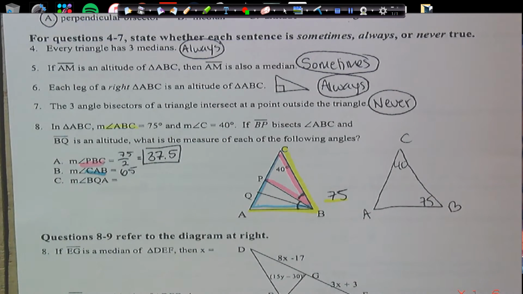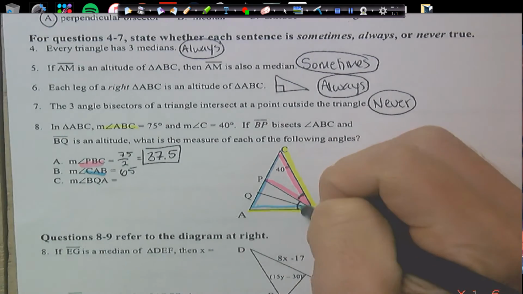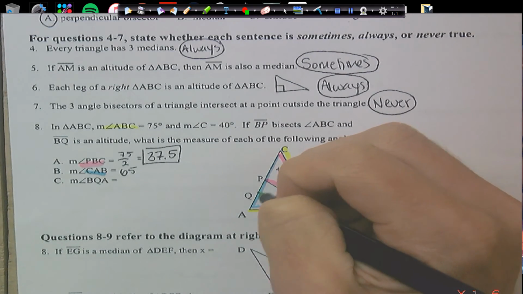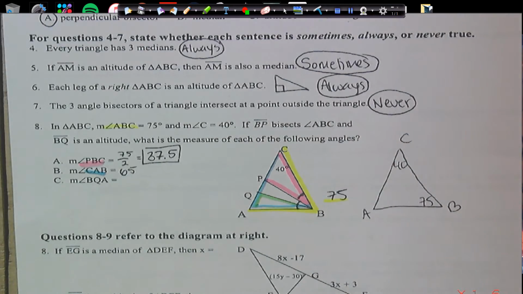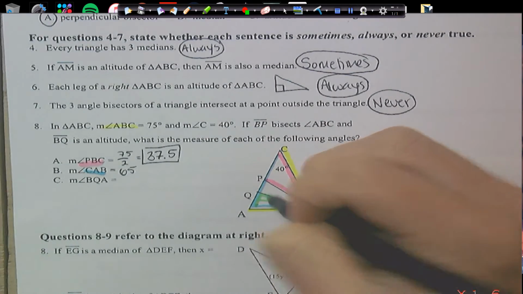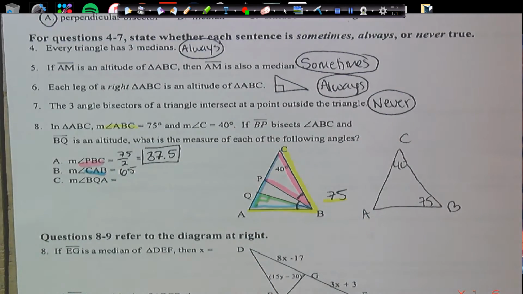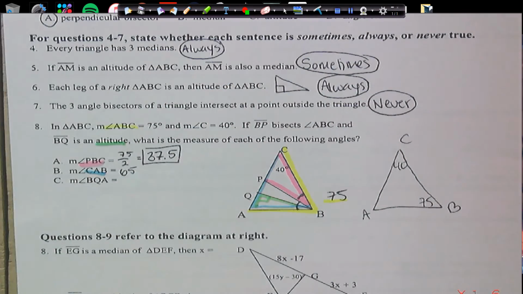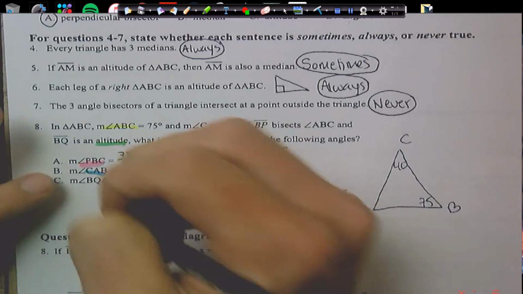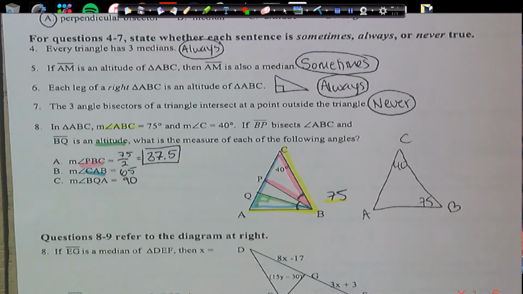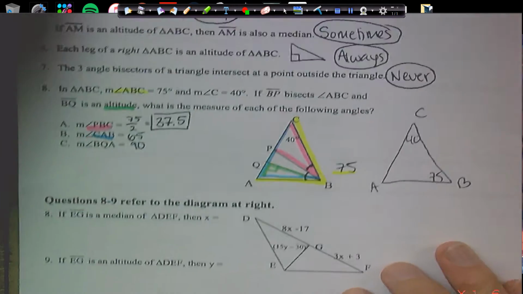And last but not least, it says BQA. BQA, where's that? So that's this angle right in there in green, kind of hard to see. But BQA is 90 degrees because it is an altitude. So we just know that we have 90 degrees. Boom. Genius. Look at all the colors, Luke. Look at all the colors.